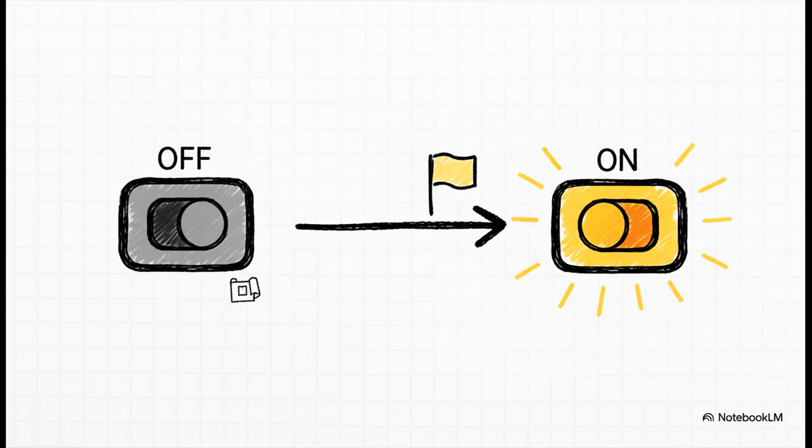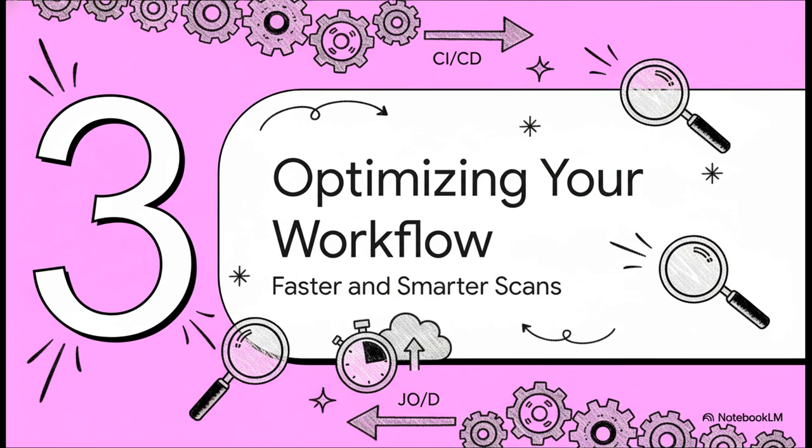And here's the gotcha. Just like before, these incredibly powerful metadata checks are turned off by default. You have to explicitly tell Trivy, hey, go look at the blueprint. It's another one of those things that's so easy to miss, but it is absolutely vital if you want the full picture.